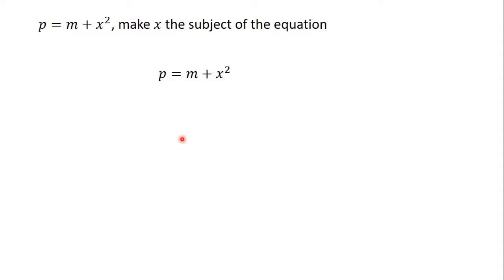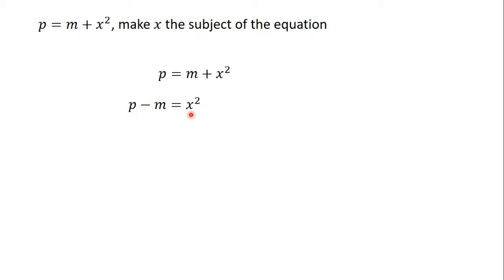We know that in order to make a quantity or a variable the subject of the equation, we make sure that the terms containing that variable are on one side of the equation and all the other terms are on the other side of the equation. So I will keep s squared on the right hand side here, then I will send m to the left hand side. So this will give us p minus m is equal to s squared.